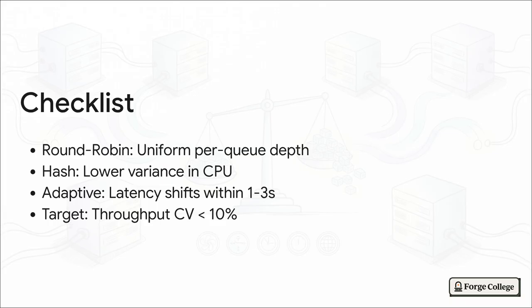Now, for the adaptive strategy, we want to see responsive latency shifts within 1 to 3 seconds of a queue spike. And across all of our runs, our main target is the throughput coefficient of variation of less than 10%. Hitting that proves our testing environment is completely stable.